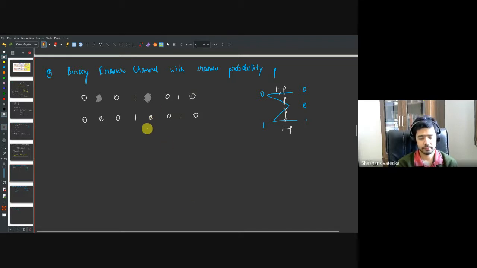Sir, erased in the sense how, sorry? What do we mean by erased? Try to think of it in the literal sense, that let's say you write down on a piece of paper, and then some locations are just erased out. You know that there was something written in that particular location, but because it was erased, you don't know what it was.